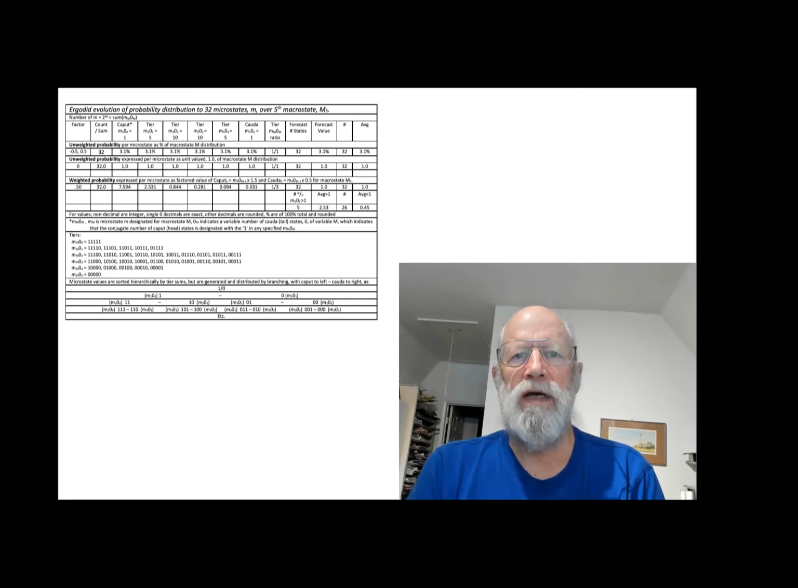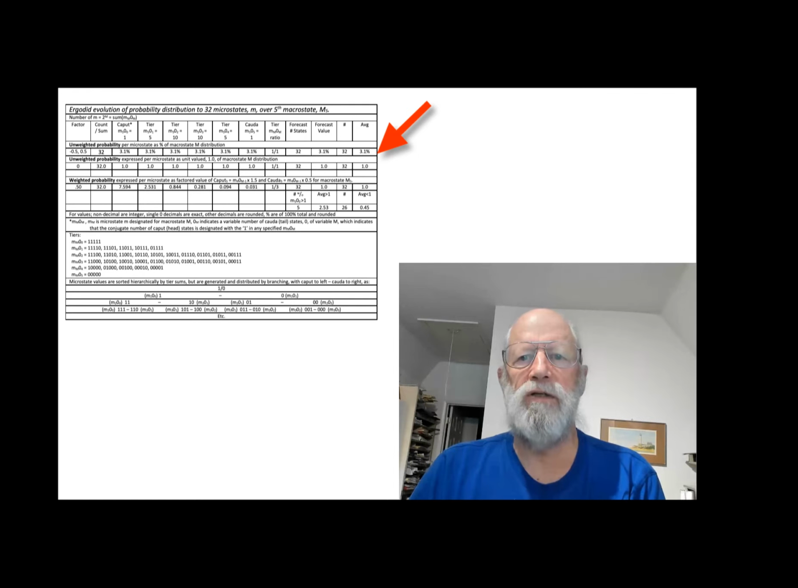This structure as a probability distribution can be shown, grouped per 6 combinatorial tiers generated by a sequence of 5 flips of an unbiased coin according to a count and values of the possible head 1 and tail 0 permutations, as shown here in 3 ways. As the weighted probability per microstate given as a percentage of the macrostate M distribution.